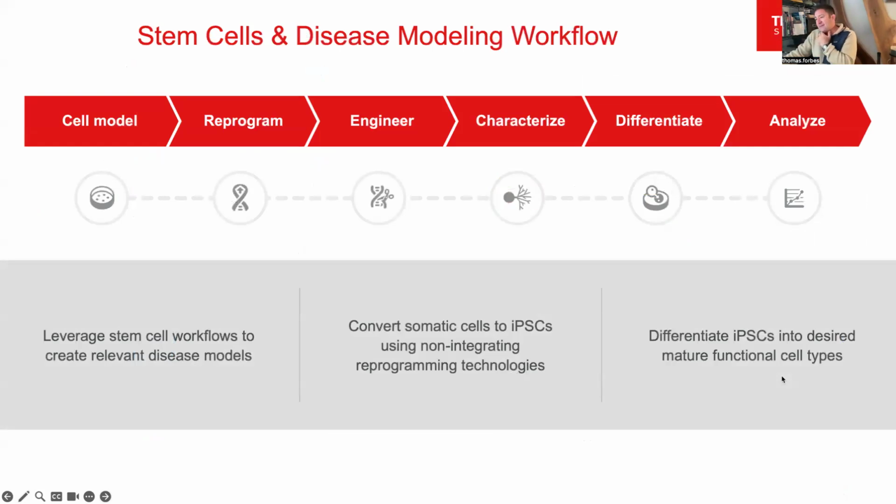And I know you've seen a rendition of this slide before. Omar and I quite like to use this a lot, but I think it nicely puts things into context where we sort of highlight what the stem cell disease modeling workflow looks like from a high level, right? And how, importantly, all these individual components, right? Cell models, reprogramming, engineering, characterization, which can occur anywhere in the chain here, differentiation, and all different forms of analysis that we have at our fingertips really allow us to create these physiologically relevant models. And from that, then we can study a whole host of different disorders.